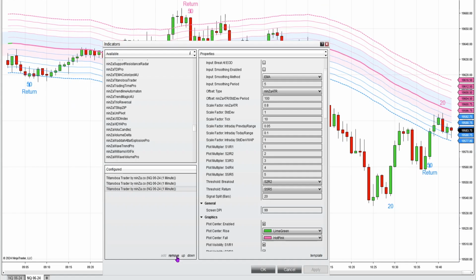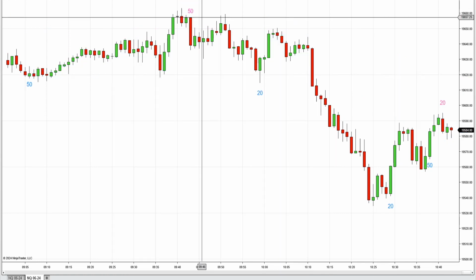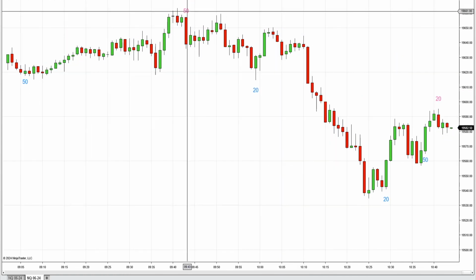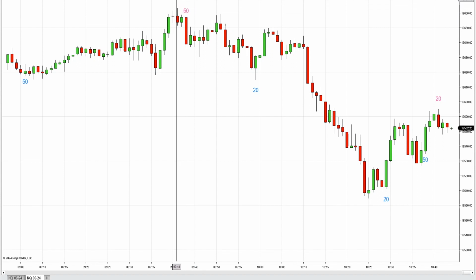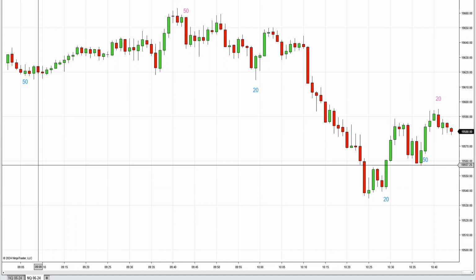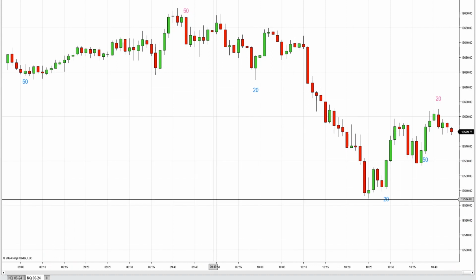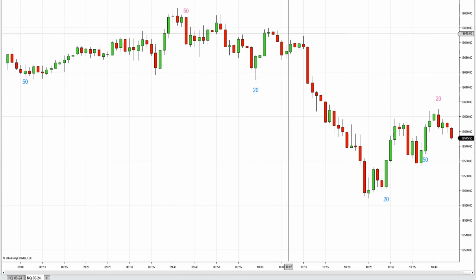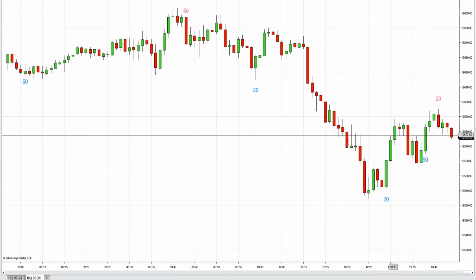Since I have a bunch of other things going on in my chart, I like to just have the signals. This is for the 50 period SMA, and this is for the 20 period SMA. And this is this morning's price action. These are all the signals from 9 o'clock to almost 11 now. You can see we're getting some great moves here when price is returning back in those bands.